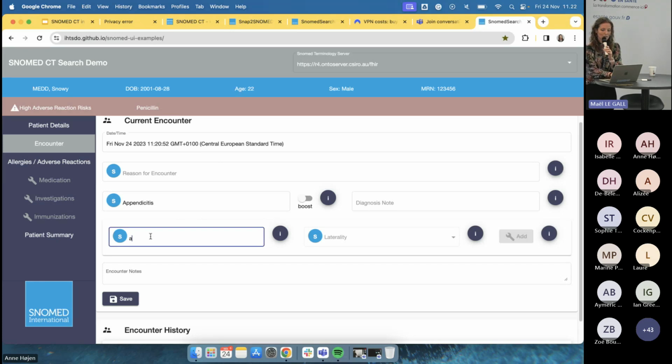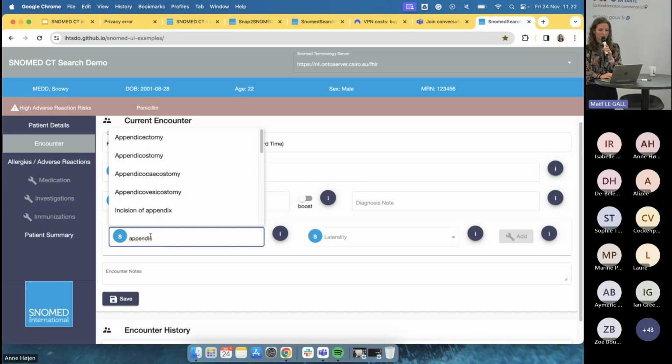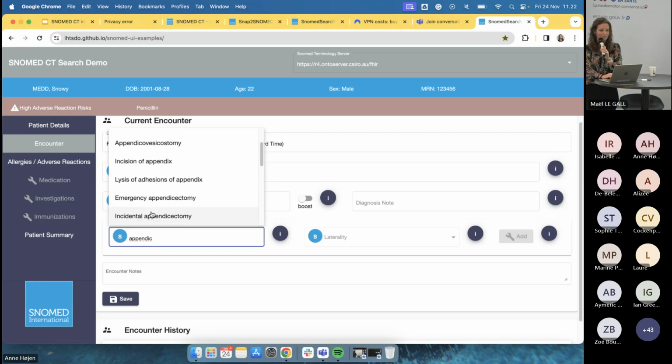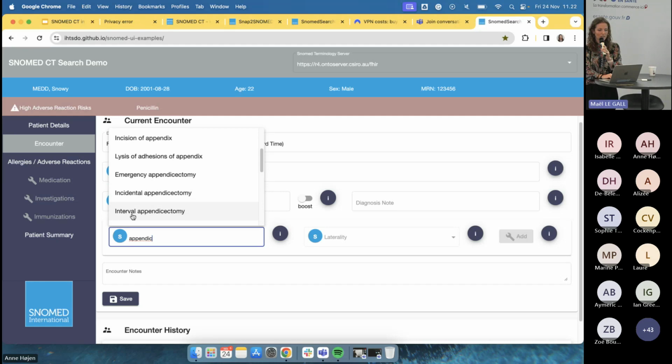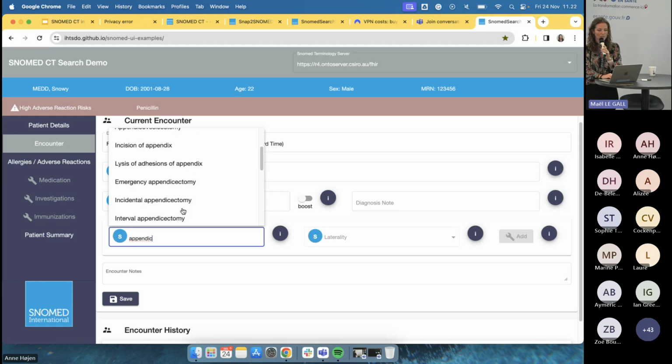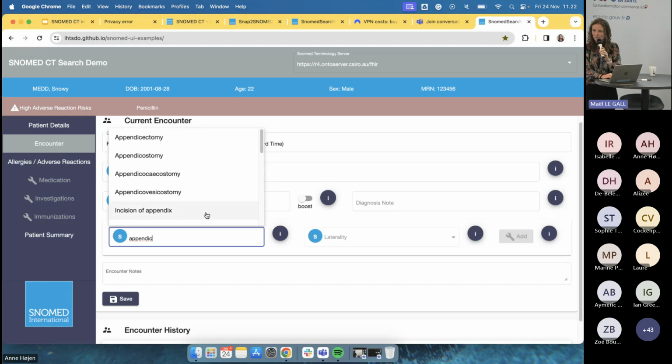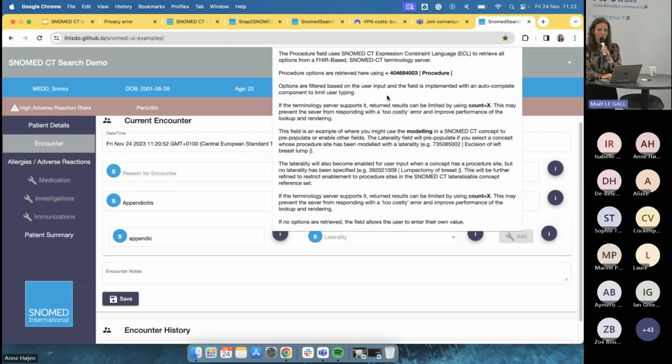Let us try to type appendicitis here in the procedure field. What you see now is that I also get a list of results, but here it's appendicectomy, incision of appendix, emergency appendicectomy, interval, different types of appendectomies, but I don't get appendicitis. And that's because this field has been bound to procedure.